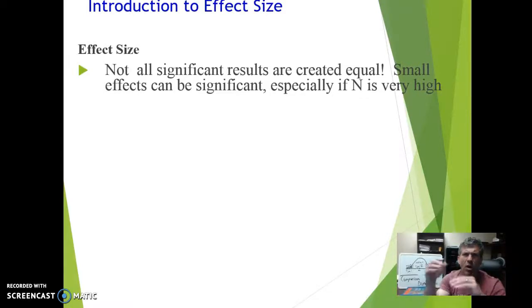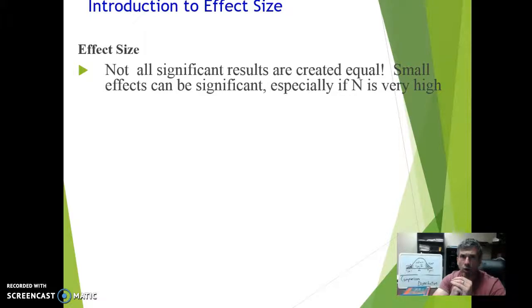So even really small effects, where our two population means are actually pretty close together, can still be statistically significant, especially if you measured a lot of people. Remember, you measure lots and lots of people, the standard error gets really, really small, and your population means no longer need to be very far apart.